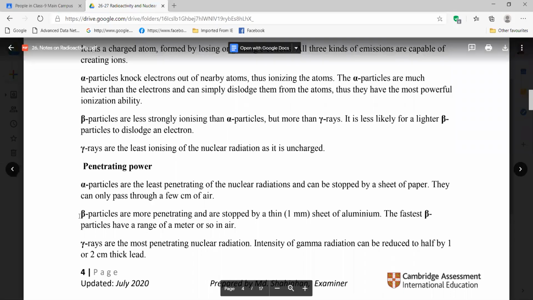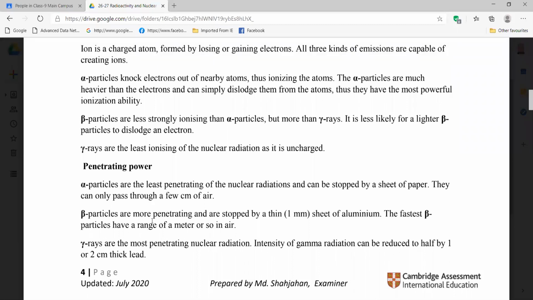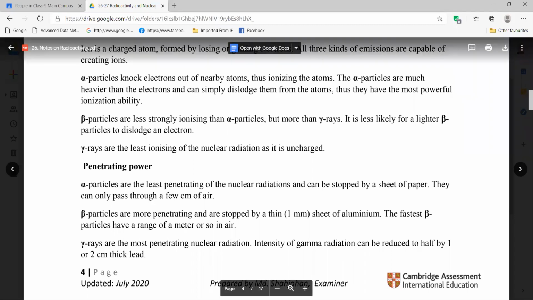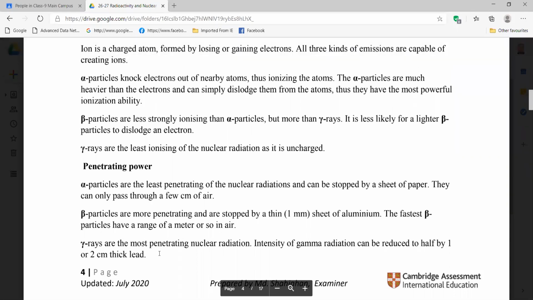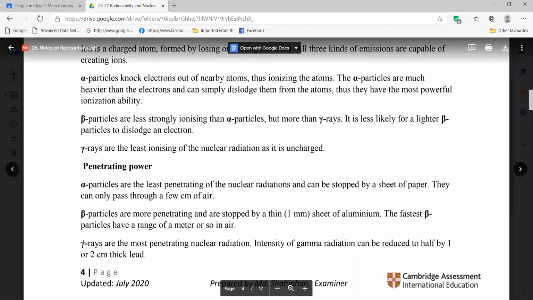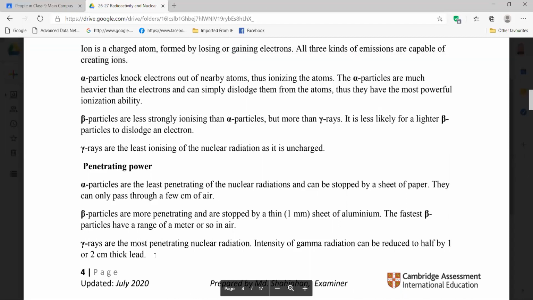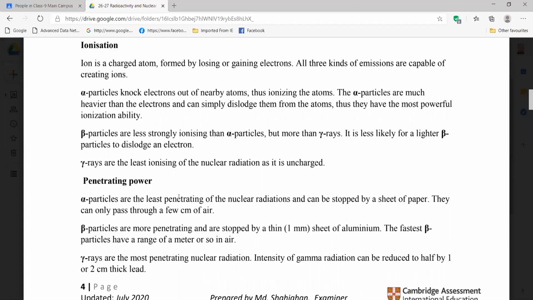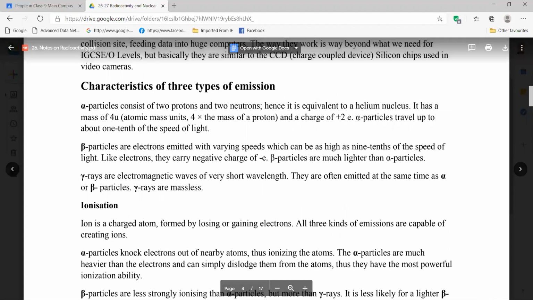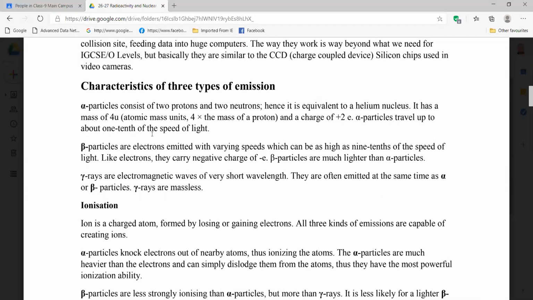So beta has less penetrating power because it has less speed, 9/10 of the speed of gamma. Speed of gamma is how much? Can you tell me the speed of gamma? The speed of gamma is the same as light, 3 into 10 to the power 8. Alpha is 1/10. Look here, we said alpha travels up to 1/10. So alpha has 1/10 of the speed of light.